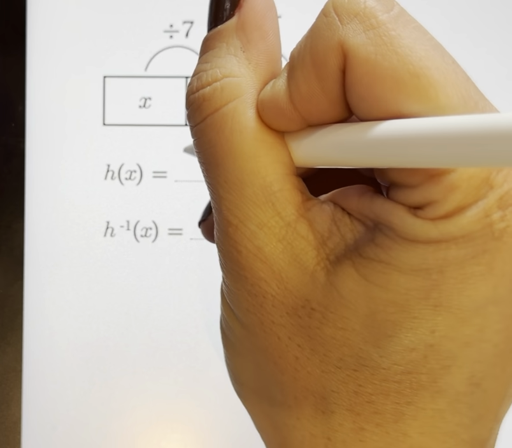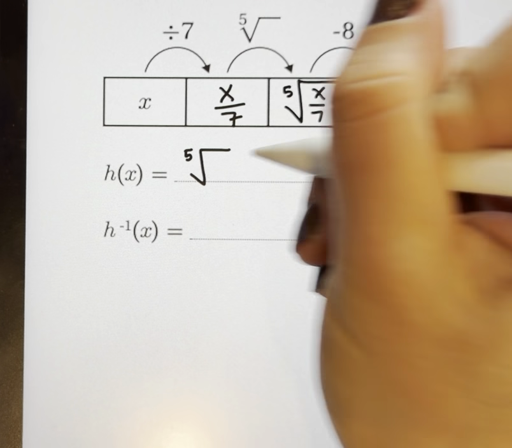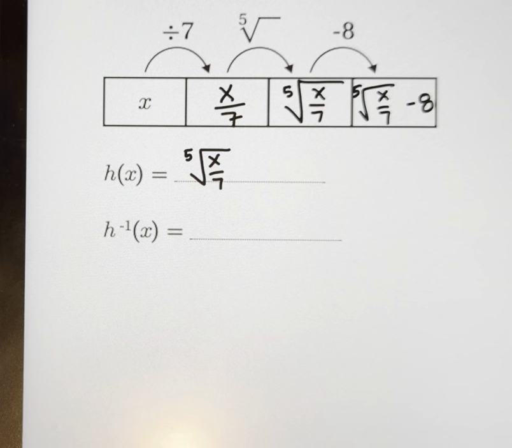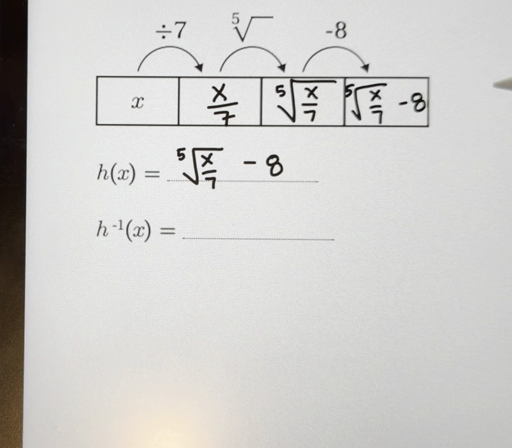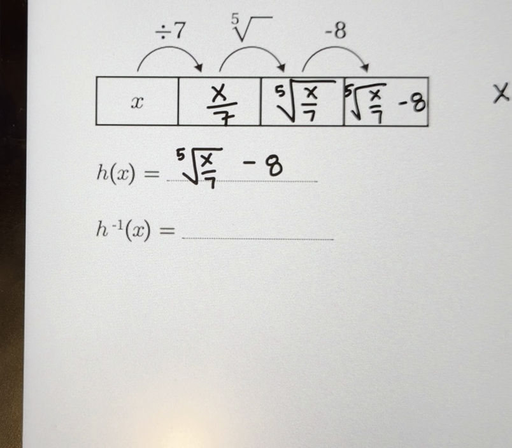So h of x is the 5th root of x over 7 minus 8. To get the inverse, I have to switch x and y. So I have to say that x equals the 5th root of y over 7 minus 8. And then I got to solve for y. So step 1, I must add the 8. And I get x plus 8 equals the 5th root of y over 7.